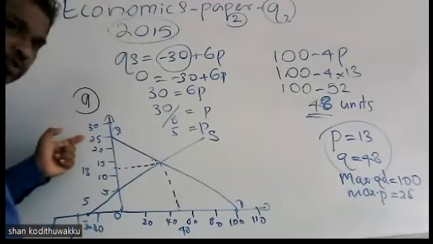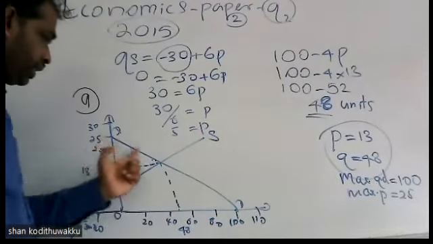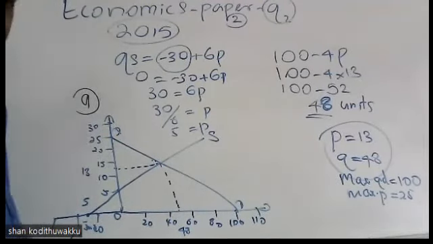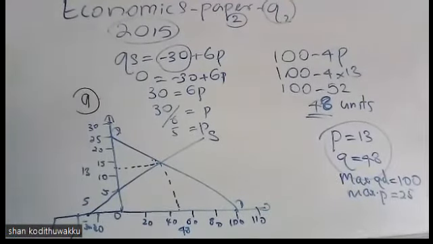This is the highest price 25 and highest quantity demanded 100. Then we do the demand curve. This is how we can draw the market equilibrium price and quantity in a diagram.